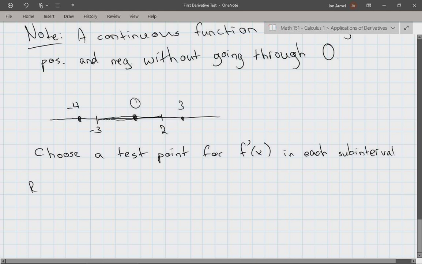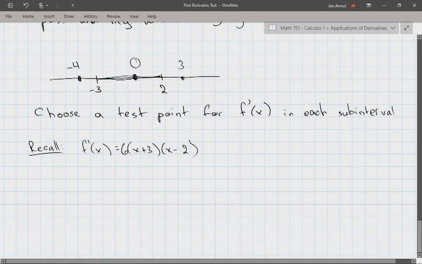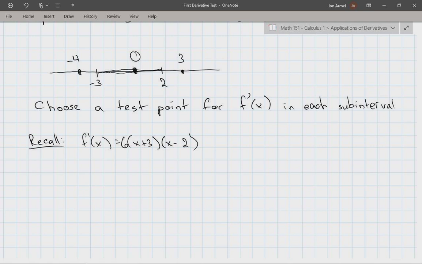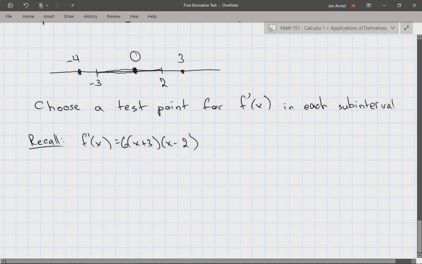Okay, so let's recall what the derivative was. I'm going to use the factored form of the derivative. f prime of x was equal to x plus 3 times x minus 2. And I guess there is actually a 6 out in front if I want to be precise, not that the 6 is really going to matter here. So I need to know for each of these points, -4, 0, and 3, is my f prime positive or negative? I only need to test those points. You could plug in and do a calculation, but you don't really have to do that much work. I don't care about the actual value of f prime of -4. I just care whether it's positive or negative.